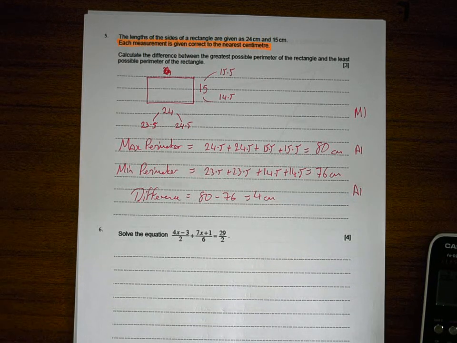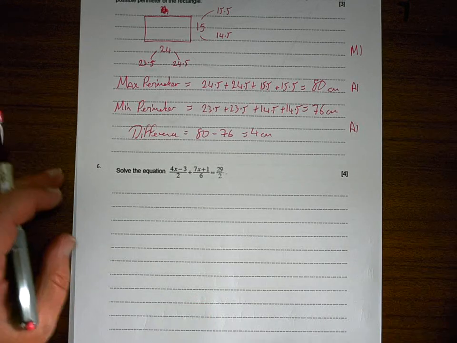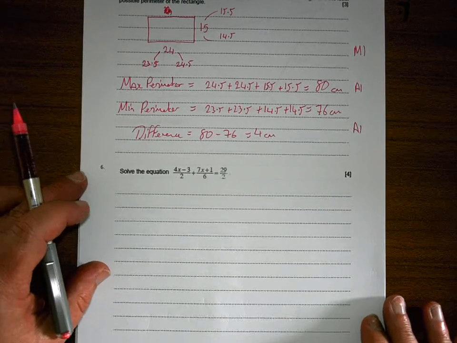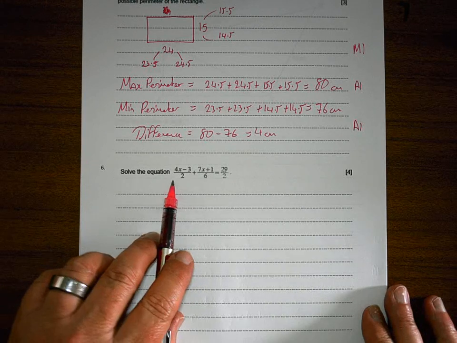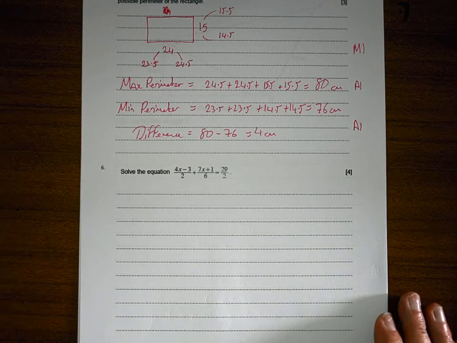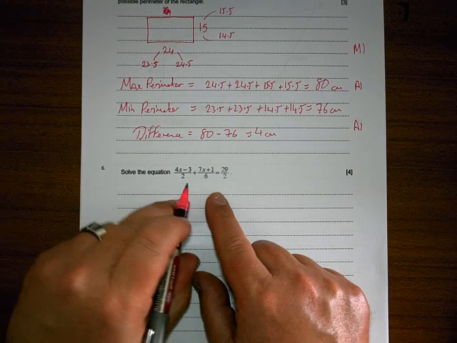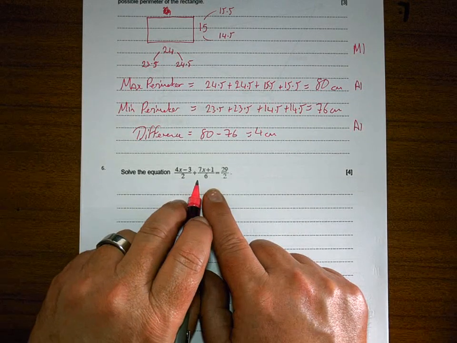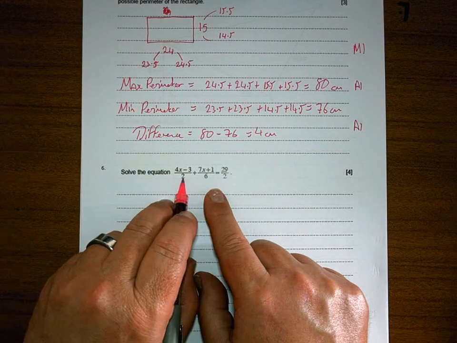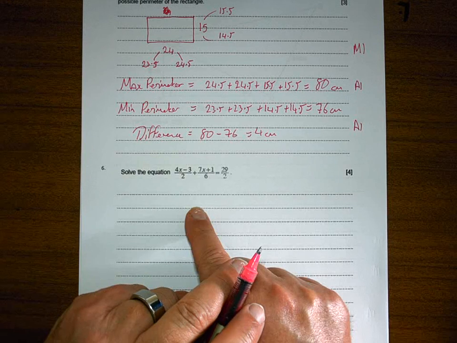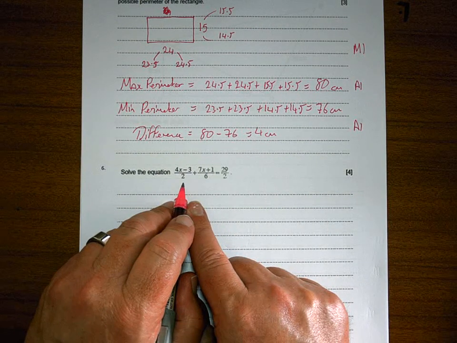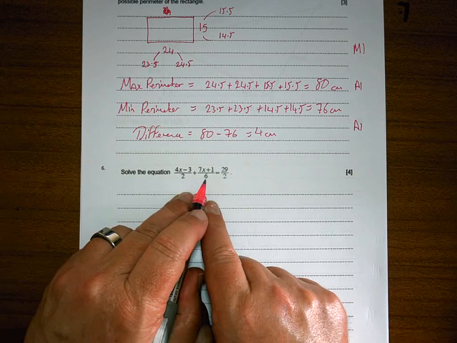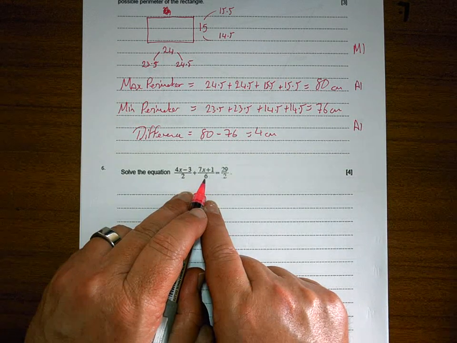Question 6. This is grade B, where it's an equation containing fractions, and what we need to do is get rid of the fractions, and we do that by multiplying by the lowest common multiple of the numbers on the bottom. So the lowest common multiple, the smallest number that is in both the 2 times table and the 6 times table.